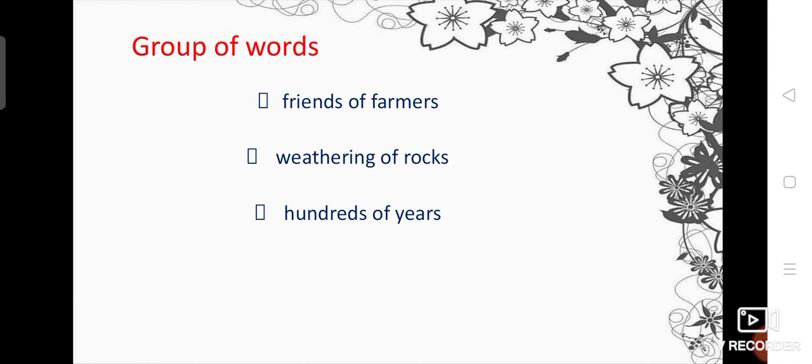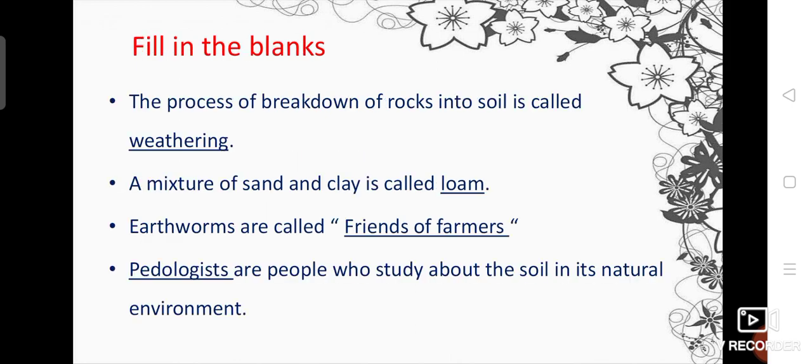Group of words: friends of farmers, weathering of rocks, hundreds of years. So very common, very easy thing.